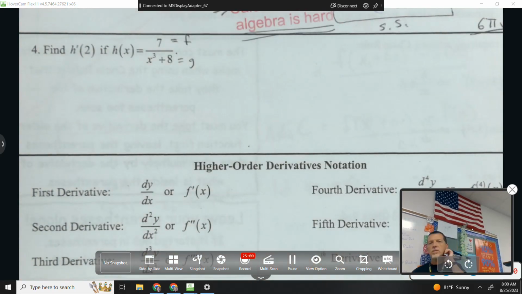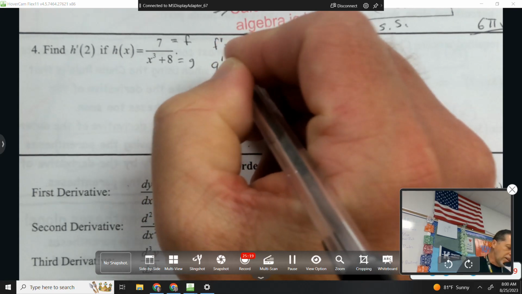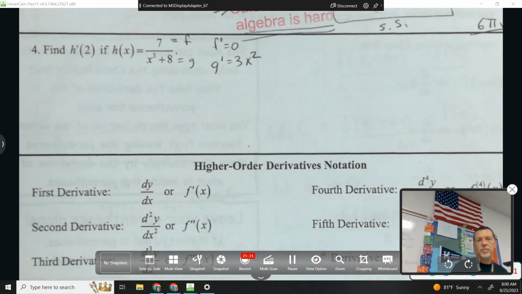So, again, I really like labeling the top and the bottom F and G. It helps me keep things straight rather than jumping straight into the quotient rule. What's F prime? What's the derivative of the top? 0. So that may seem weird, but it's actually good because lots of stuff is going to go away. All right, so see if you can finish that out.